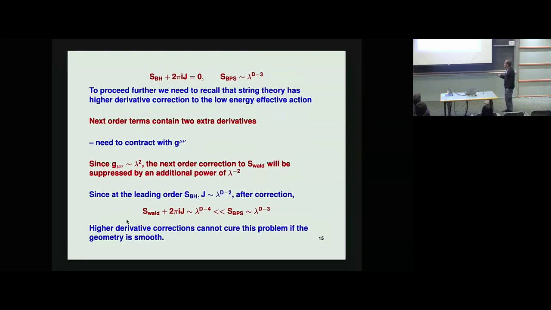So since at leading order these go as lambda to the d minus 2, the corrections will go as lambda to the d minus 4. After taking into account the correction due to 2 derivative terms, we expect that this combination will scale as lambda to the d minus 4, which now is much less than the expected result for BPS entropy.